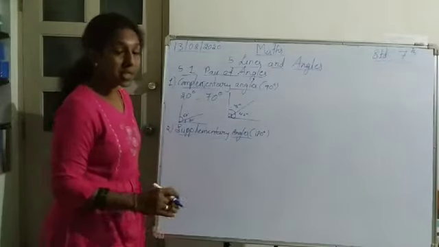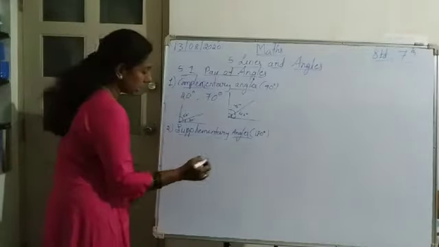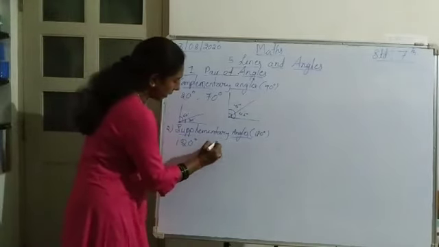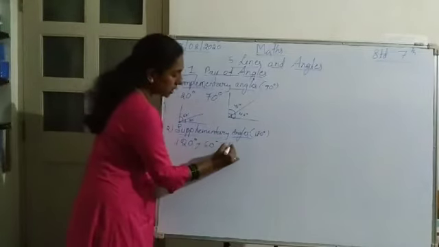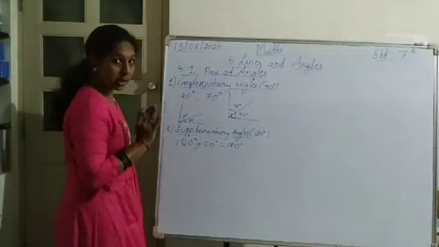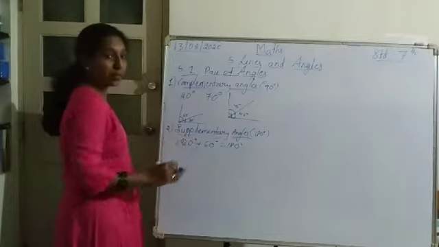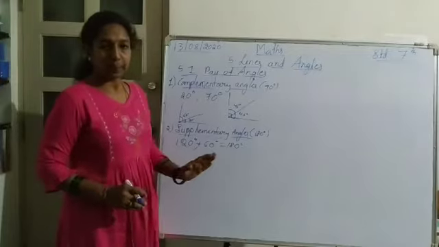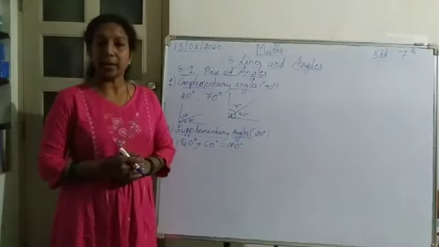So which two angles are called supplementary angles? For example, 120 degrees and 60 degrees. If I take these two angles, the sum of these two angles is equal to how much? That is 180 degrees. So we say 120 is the supplement, not the complement, of 60 degrees, and 60 degrees is the supplement of 120 degrees. Like that, if you add any two angles and the sum is equal to 180, then we say those two angles are supplementary angles.